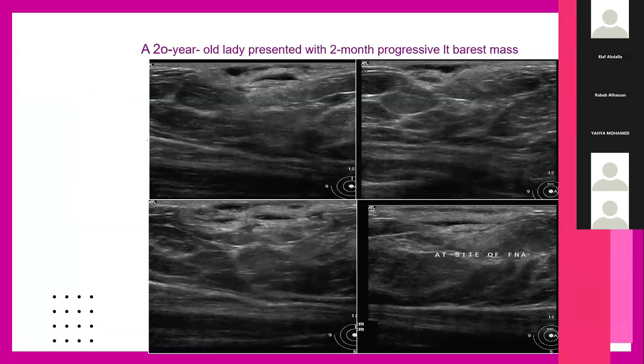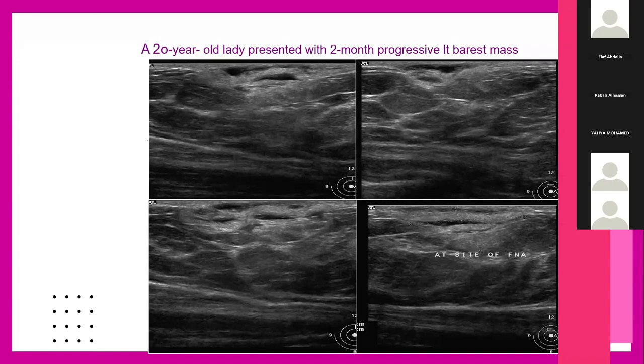This is another patient, a 20-year-old lady presented with 2 months of progressive left breast mass. As we have seen here, this mass is related to the skin. It is a dermal lesion. It is indistinct, hyperechoic, giving a fusiform appearance or enlargement of the skin with multiple cystic changes seen within. However, it was not associated with ulcer. The epidermis was intact.